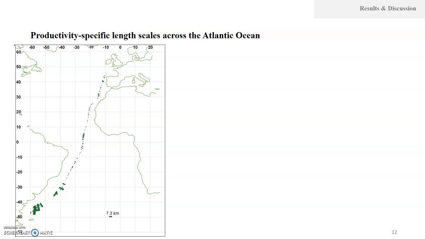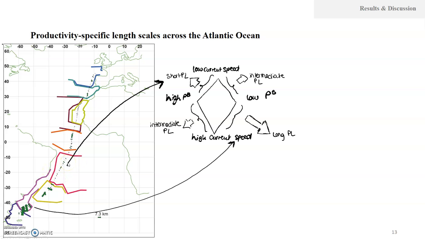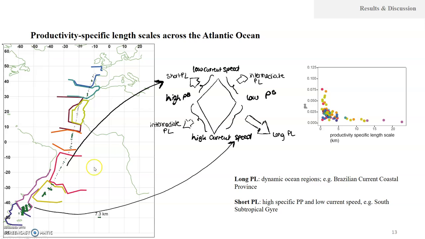So looking at our data, we see that there is a mosaic of different specific length scales, with the highest specific length scales in the southern part and very short ones, for example, in the middle of the warm South Subtropical Gyre. This is also shown in the plot where we plotted the specific productivity against the productivity-specific length scale. But we also see that in the middle there is a large cloud of a lot of intermediate productivity-specific length scales.